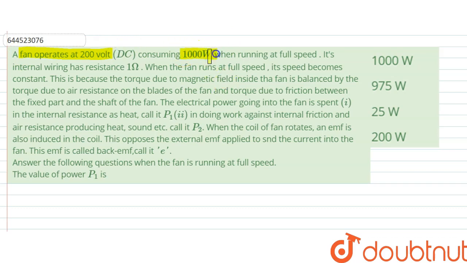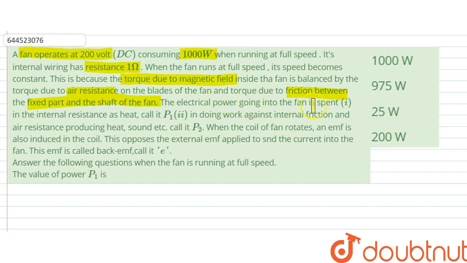Hello, we are given a question. The question says a fan operates at 200 volt and consumes 1000 watt power and runs at full speed. Its internal resistance is 1 ohm, and the speed becomes constant when it runs at full speed. Why? Because the torque due to the magnetic field is being balanced by the torque due to air resistance as well as the friction between the fixed part and the shaft of the fan.